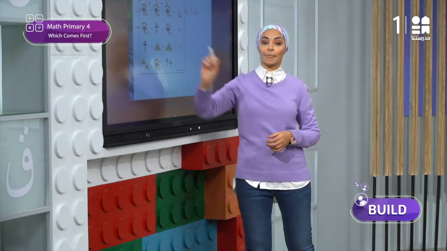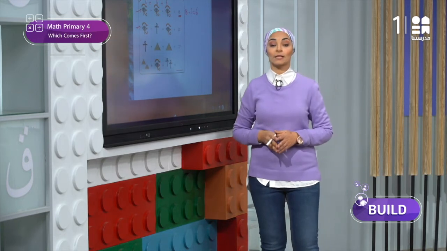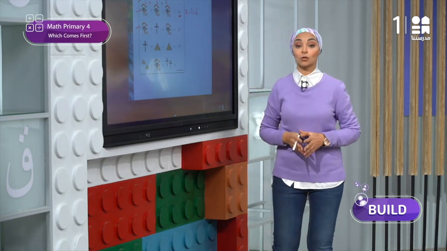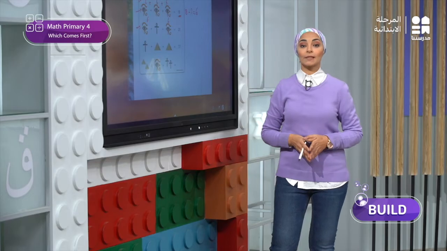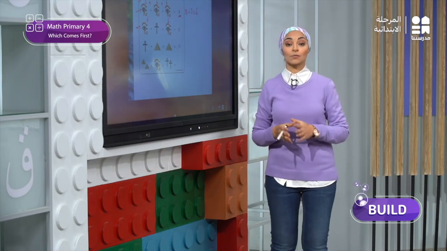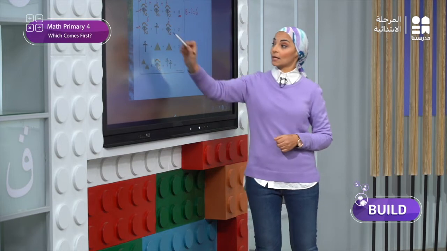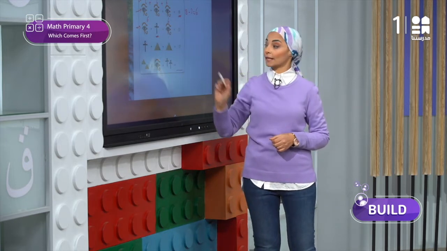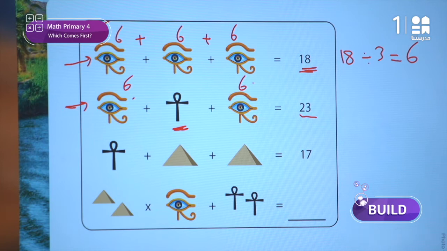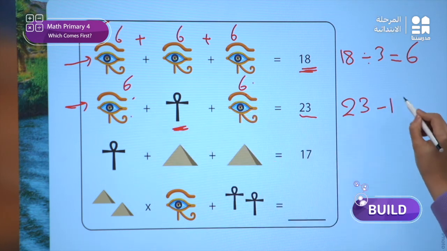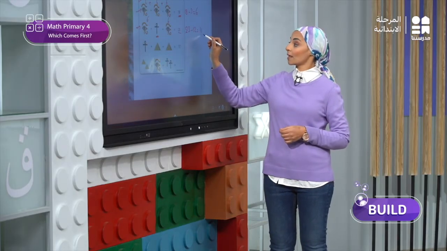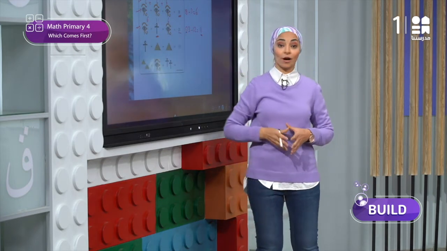Here's the second one. In the second equation, the eye of Horus is repeated twice. And that's 12, right? So 6 plus 6 equals 12. Then the equation will be what? 12 plus the ank equals 23, right? 6 plus 6, 12 plus this ank equals 23. Okay, to find the value of the ank, what should I do? Of course, I will do 23 minus the 2 eyes, which is 12, right? So 23 minus 12 equals what? Equals 11, and this is the value of 1 ank, right?